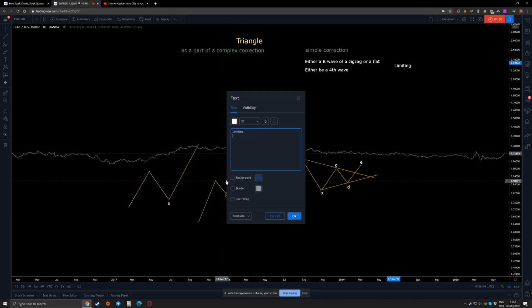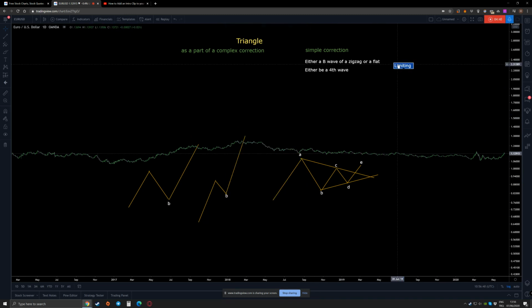Now I will do another video, of course, about limiting triangles. Limiting triangles have all sorts of rules by themselves, maybe like 10 or more rules. So you cannot just say, oh, it's a triangle and go. If it's a limiting triangle, the price action is limited. The time is limited. There are some extra rules that I will teach you guys.